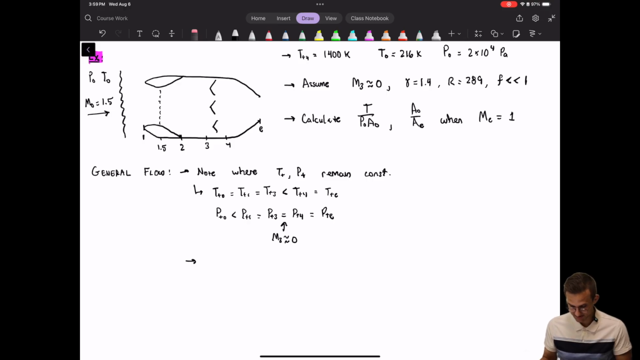The second is to relate key stations using mass conservation.